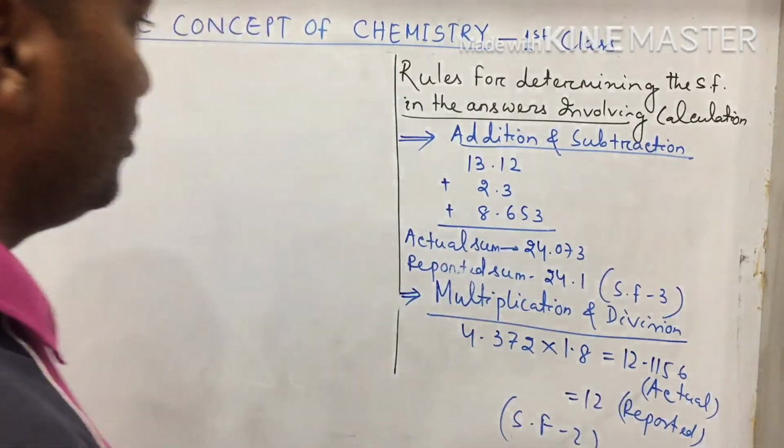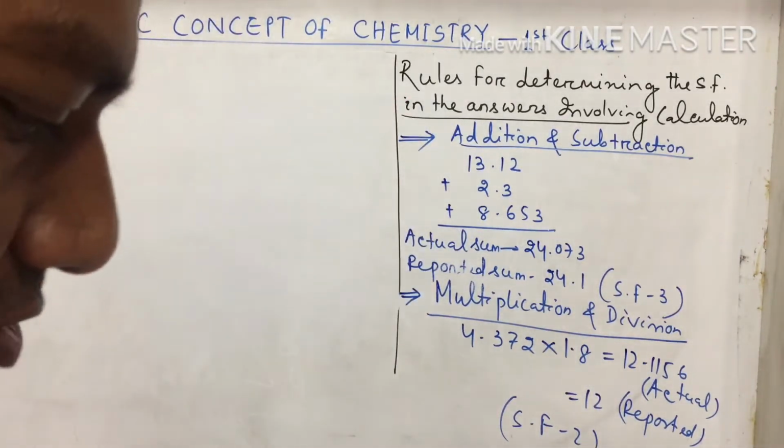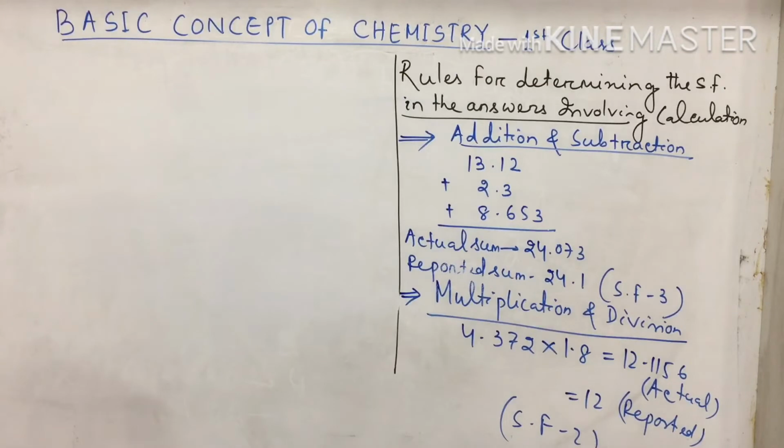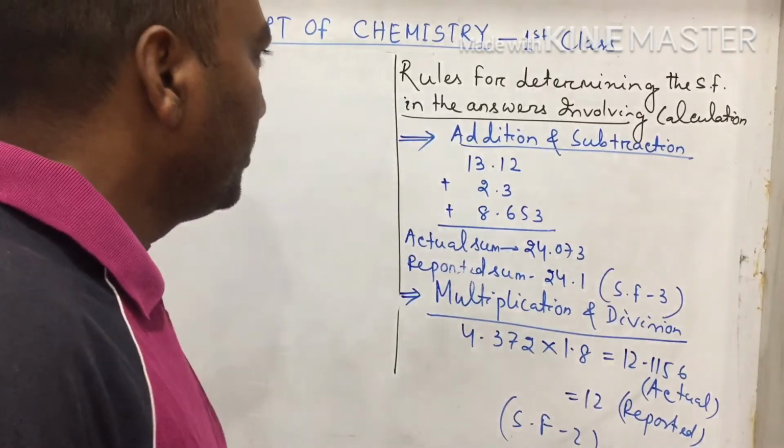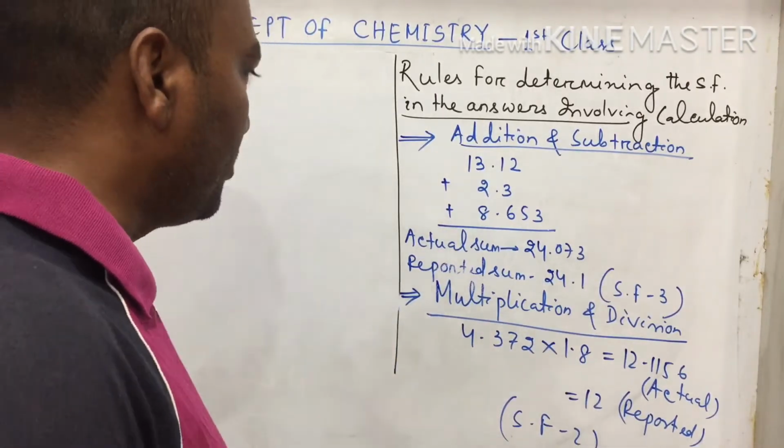Again, when addition and subtraction are involved, the result of an addition or subtraction should be reported to the same number of decimal places as that of the term with the least number of decimal places. Least number of decimal places. Okay, so this is the meaning for addition and subtraction.